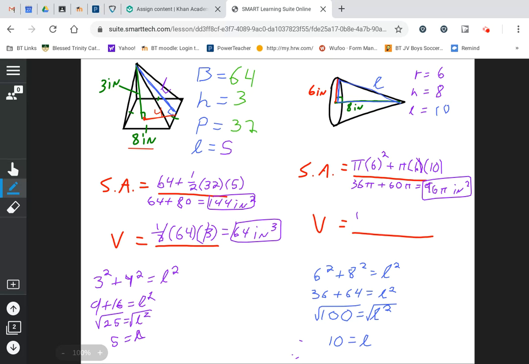All right, so volume is 1/3 pi times the radius squared, so 6 squared times the height, which is 8. So I'm going to kind of do this in my head. I'm not going to write all this out, but 6 squared is 36. 36 divided by 3 is 12. 12 times 8 is 96. And so we end up with 96 pi.